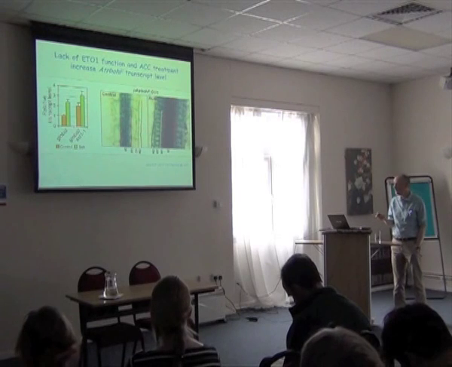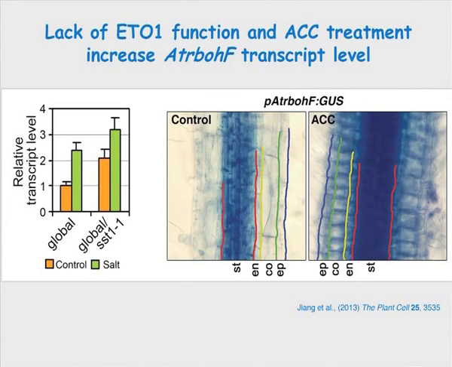So here we have examples of the levels of transcripts of the ETO gene in the presence of salt and in control conditions. And I've got my finger over it, that's why it's not working. I was about to say the laser printer isn't working. But what you see here is that in the presence of salt, you get an increase in the relative transcript levels of A2RBOHF, so it increases its level in normal conditions, and in the presence of the ETO mutant, it increases it even higher.